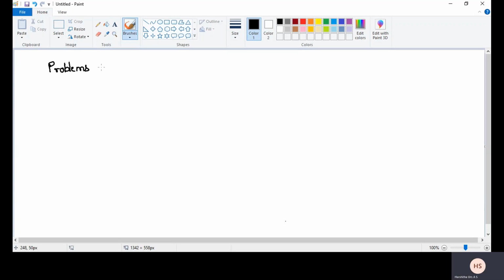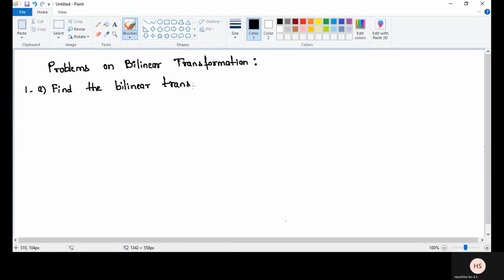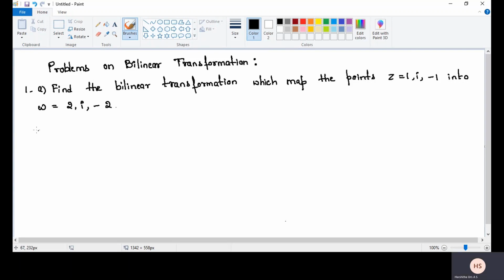Problems on bilinear transformation. First one, find the bilinear transformation which maps the points z is equal to 1, i, minus 1 into w is equal to 2, i, minus 2.